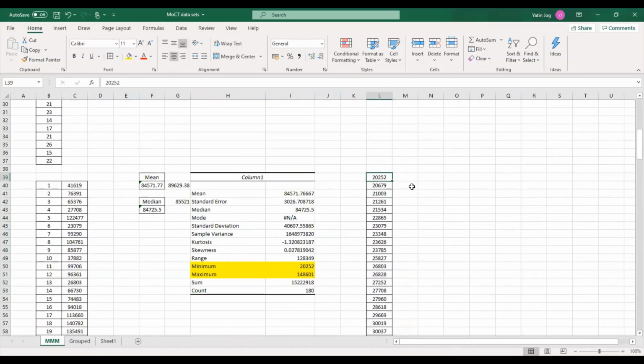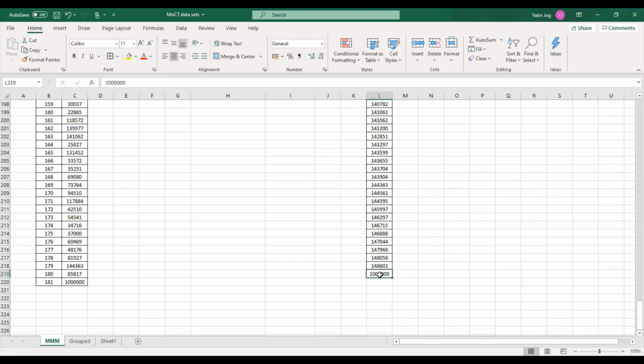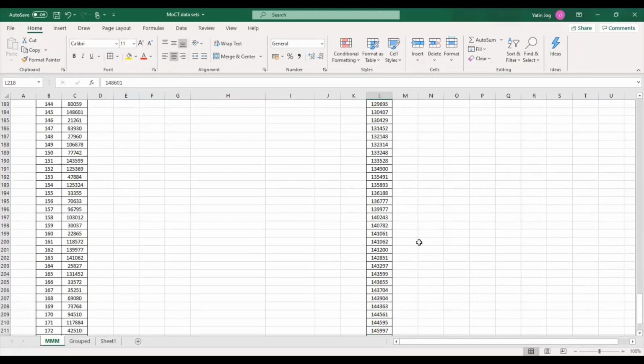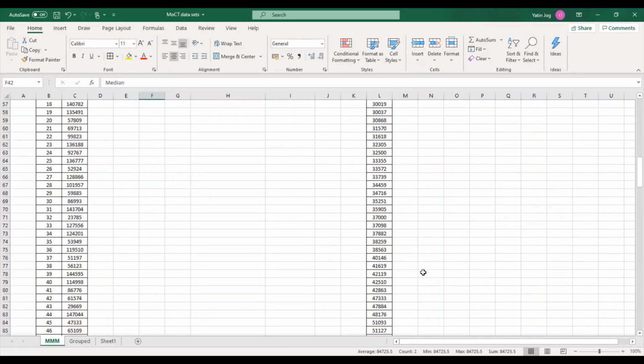You can see the smallest value is 20,252 and the highest value is, okay, I have to remove this, I don't want to consider this, so 1,48,000. Now, if I want to divide this data set into two equal parts, that I have done using the median. My median value is 84,725, somewhere around here, because it is an average of two terms. So this is my middle location value, and then I'm dividing my data set into two equal parts.